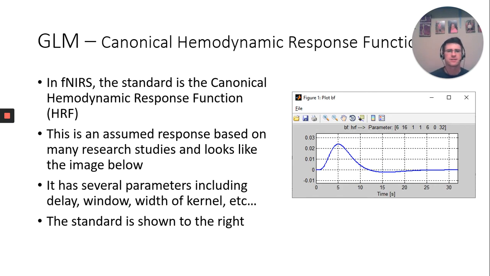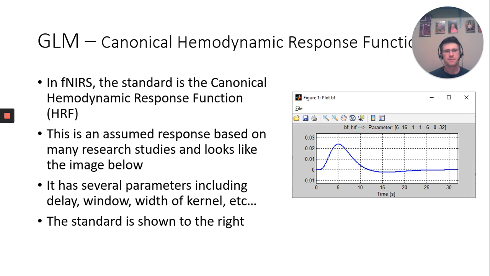In fNIRS, the common, what's called a basis function, is the canonical hemodynamic response function. It's also called the HRF. So this is an assumed response. You go into your data saying, if that brain area is active during this condition, it will look something like this.